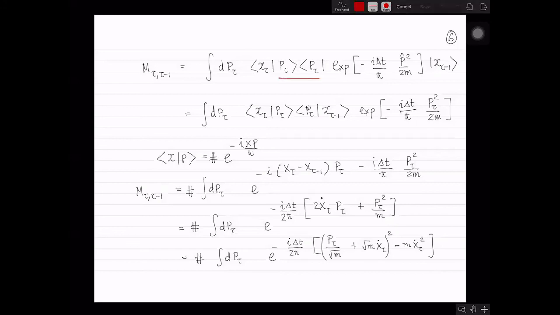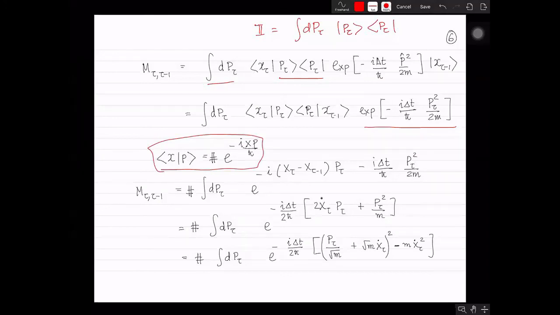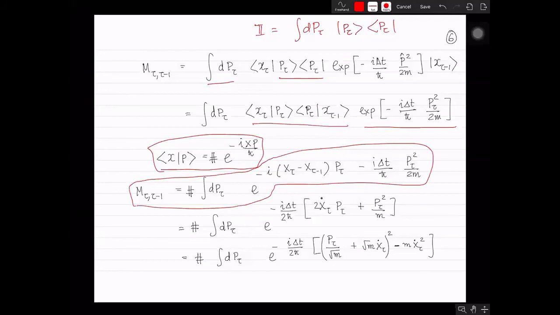But you see that I have introduced this identity, which is the integral over p of |p><p|. These are a complete set of momentum eigenstates. So then this Hamiltonian is now diagonal, and this is the form. And using this overlap, I can write this single slice in this form. So this piece is this piece, and this, of course, is this piece.